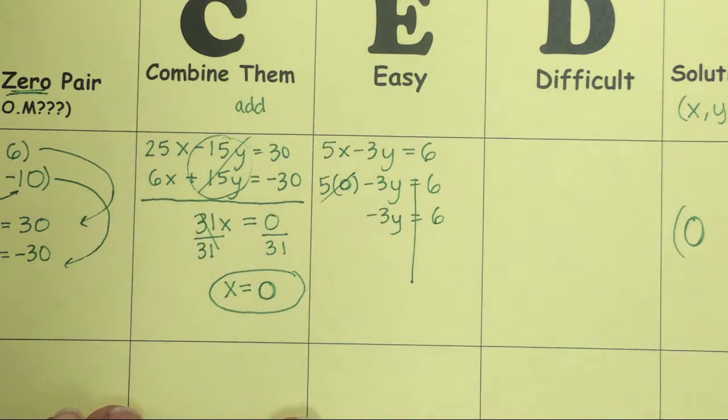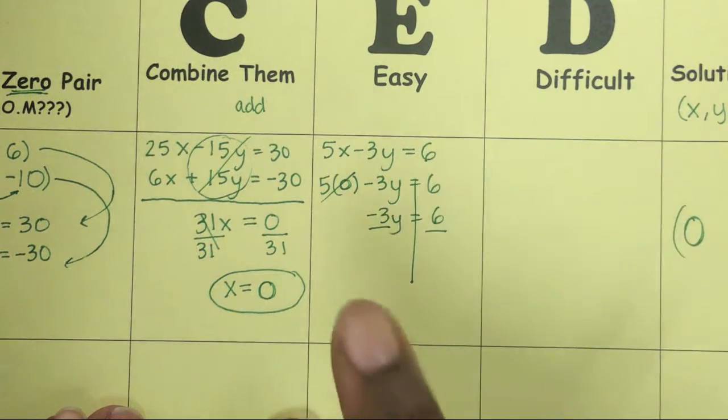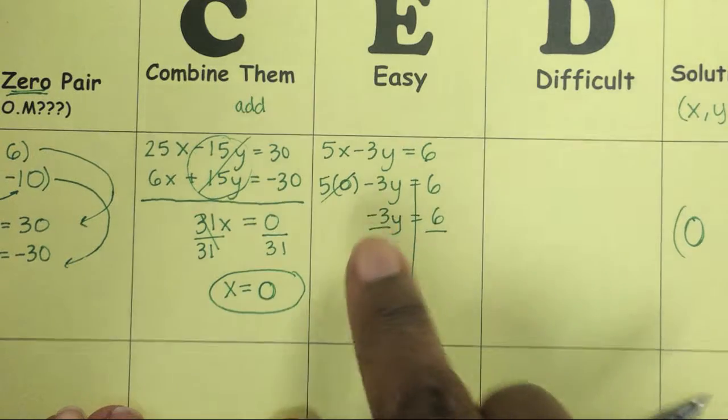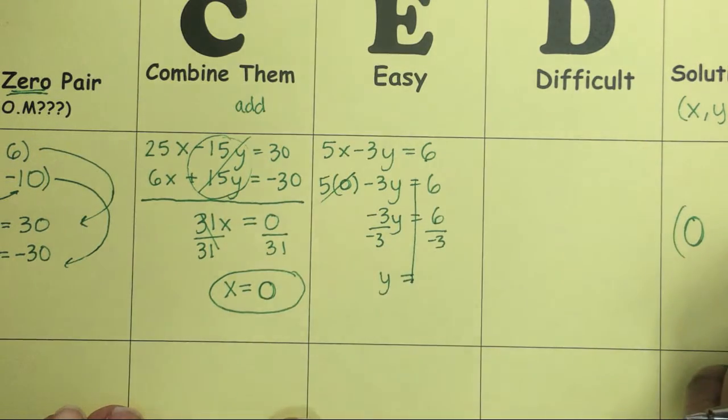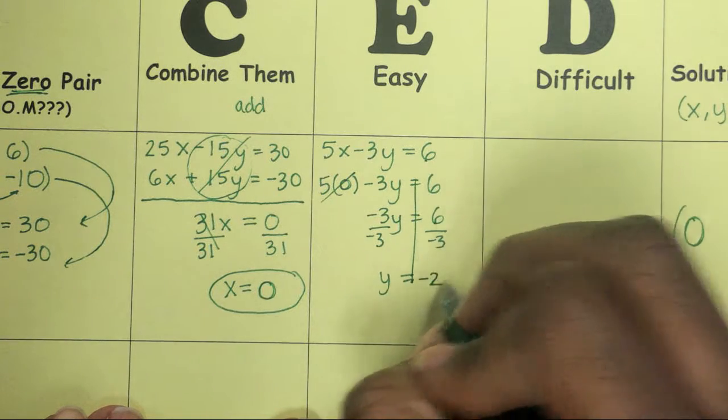Solving for y. Divide by exactly what's with the y. Exactly what's with the y? -3. So y equals -2.